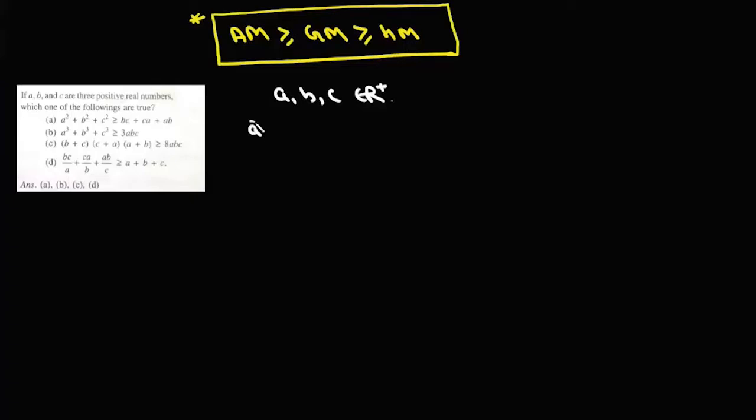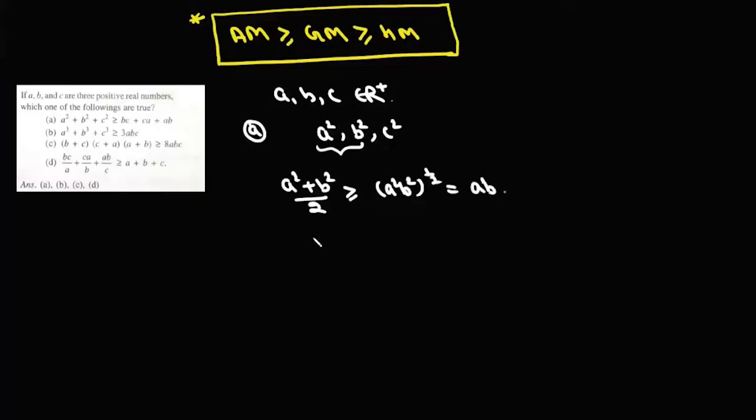So for this first one, we'll take three numbers as a square, b square and c square, and we'll write their arithmetic geometric mean inequality taking two at a time. So if we take a square and b square, we can write a square plus b square by 2 is greater than or equal to a square b square to the power 1 by 2, which is simply ab. In the same way, we can write it for b square and c square. So b square plus c square by 2 is greater than or equal to bc, and c square plus a square by 2 is greater than or equal to ca.